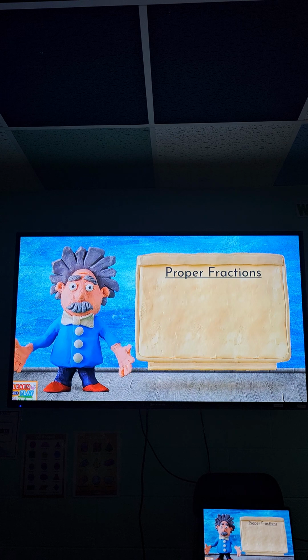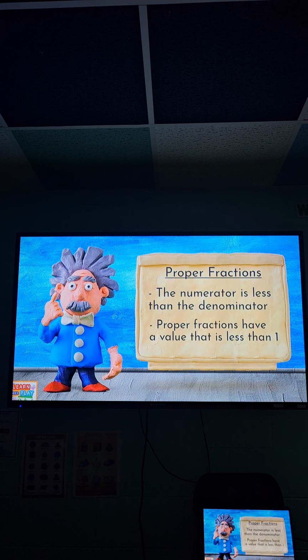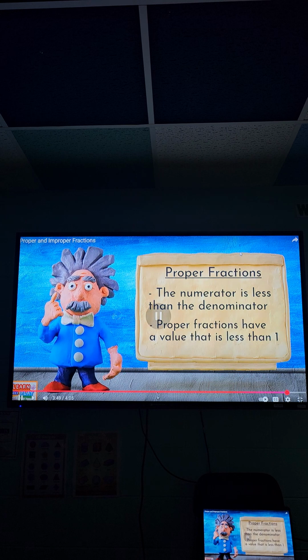For proper fractions, the numerator is less than the denominator. Proper fractions have a value that is less than 1. So go ahead and write that down. You can use a sticky note to do that. I'll try to remember to put some in your notebooks.